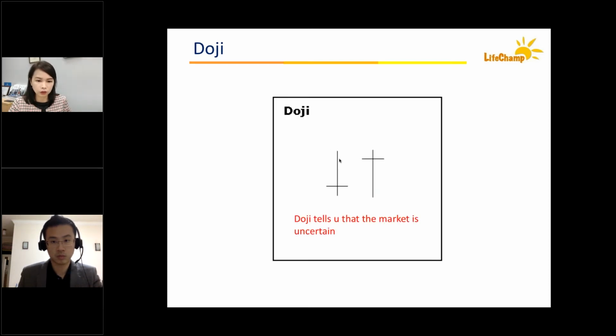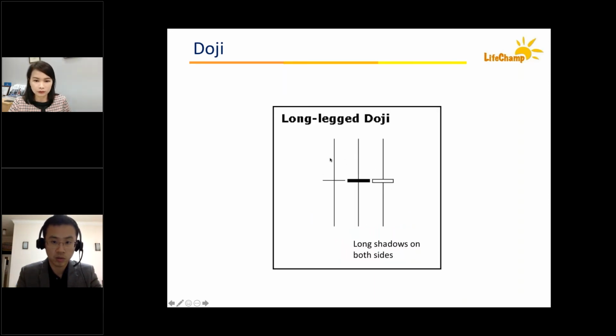Okay, then you have this Doji. This Doji tells you the market is uncertain. Although both are uncertain, this one has more selling pressure and this one has more buying support. So you look at the tails, whether you have a long up tail or a long one at the bottom. If it's the same length, that means it's uncertain. Whenever you see a Doji, whether you have a long tail on top or at the bottom, it's all uncertain. It's just that this uncertainty, is it towards the bullish side or towards the bearish side?